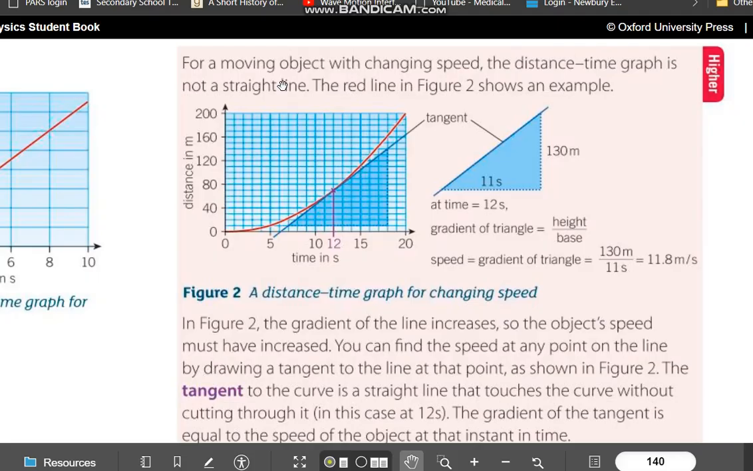So here's figure 2. You can see for a moving object with changing speed, the distance time graph is not a straight line. The red line in figure 2 shows an example. So our line here is curving upwards, so at the beginning it's quite a shallow gradient, and by the end it's quite a steep gradient. So as it says down here in figure 2, the gradient of the line increases, so the object's speed must have increased.